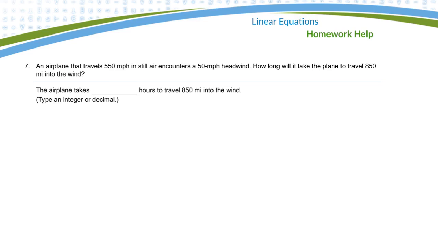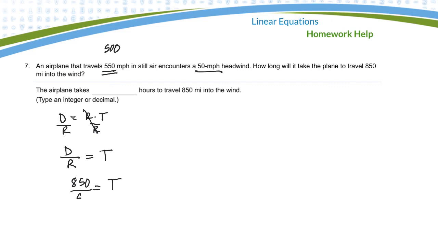Okay, next question. An airplane that travels 550 in still air encounters a 50-mile-an-hour headwind. If it's a 50-mile-an-hour headwind, then it won't be going 550, it'll just be going 500. Then it says, how long will it take the plane to travel 850 miles into the wind? So I think you can just use this formula. Distance is equal to rate times time. If you're looking for time, you'll divide both sides by r. So time is equal to the distance divided by the rate. So the distance, they say 850, and we're going 500. And so I think that's 1.7. So it should take 1.7 hours to travel that distance.